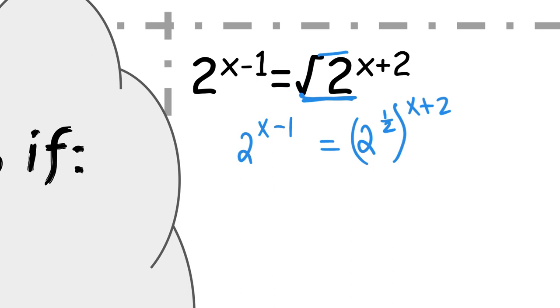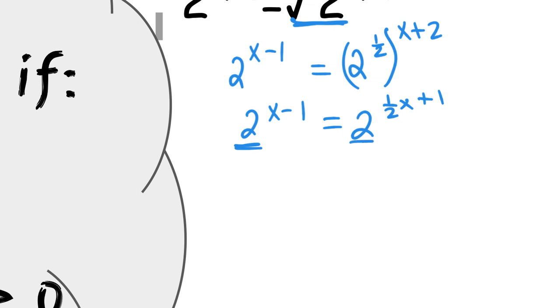So now we have 2 to the x minus 1, and then what are we going to have over here? 2 to the what? 1/2 x plus 2 plus 1. There you go. Same bases, so we can take our exponents and set them equal to each other.